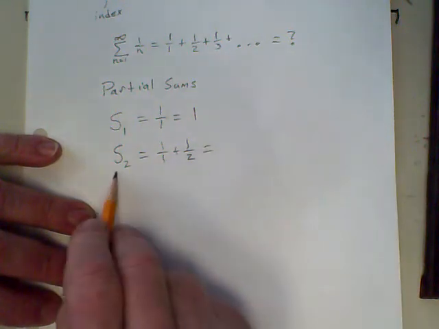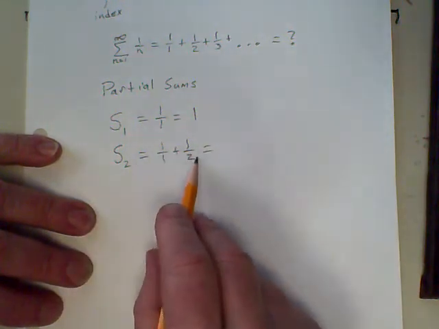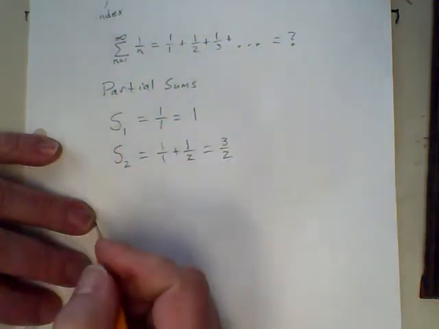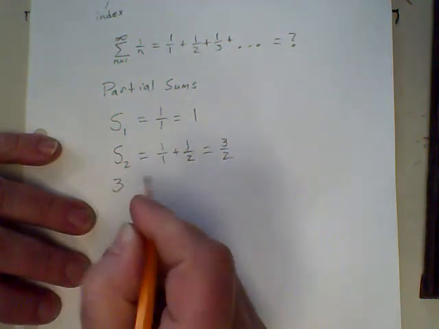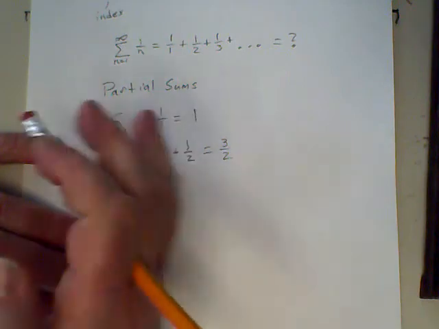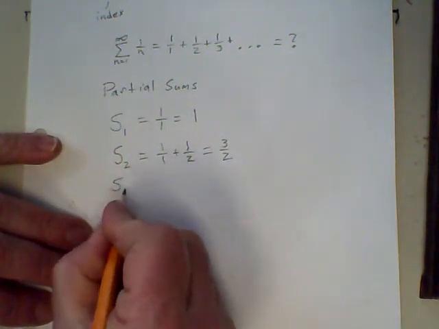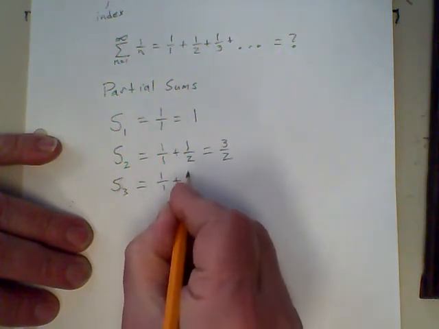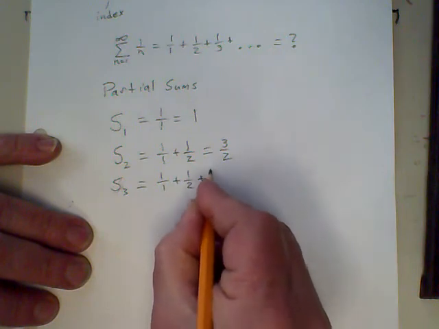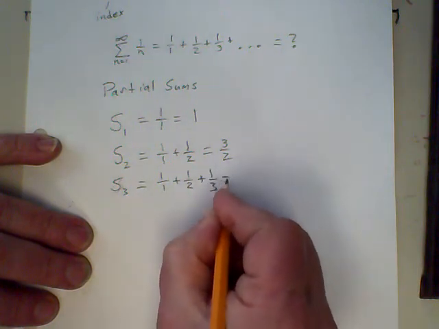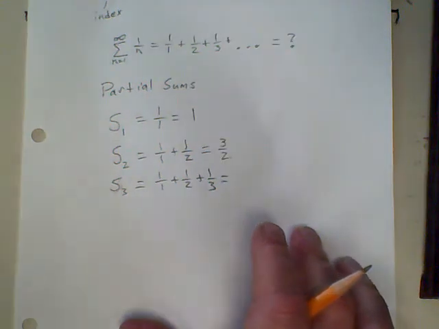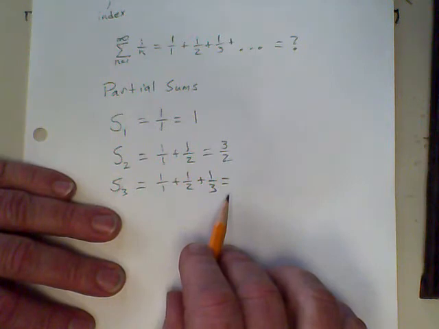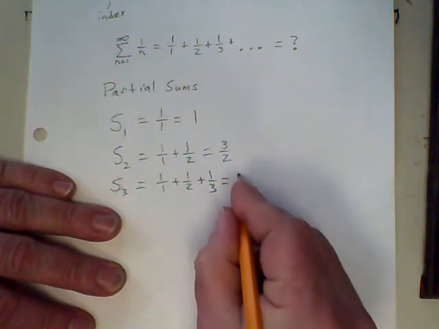So here's the second partial sum. 1 over 1 plus 1 half. 1 plus 1 half, that's going to be 3 halves. The second partial sum is 3 halves. Third partial sum, it's going to be the first three terms. So 1 over 1 plus 1/2 plus 1/3. So that's 1.5 plus 1/3. 3/2 plus 1/3. So that's going to be 9/6 plus 2/6, 11/6.